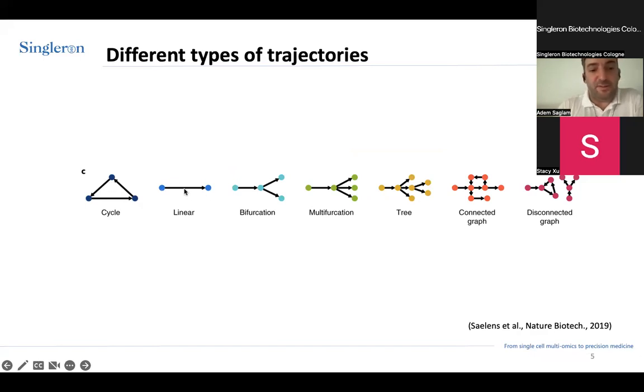Then you have other situations where you have a linear trajectory. So you have a stem cell at the beginning, and then it fully differentiates into a particular cell type. So there is no way back. It's purely linear. Then you have bifurcation trajectories, like you have again stem cells, and this cell can differentiate into several cell types. So this would be convenient for that case, etc., etc. Then you have more complicated trajectories on the right side.